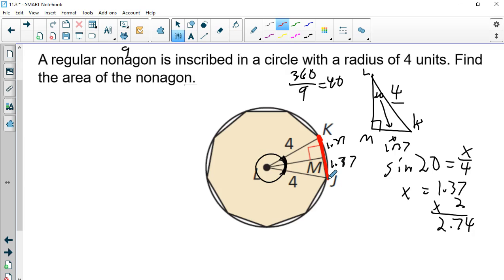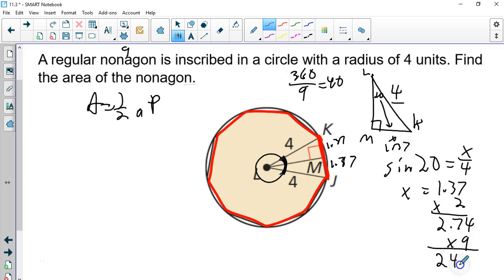Now, remember, for this formula that we just learned, area is 1/2 A, which we do not know yet, and P, which we can figure out. How? Well, we know this is 2.74, and there's 1, 2, 3, 4, 5, 6, 7, 8, 9 of those. So if I take this times 9, I get 24.66. And that's my perimeter. That's very important. So you might want to circle that. That's a very key piece of information.